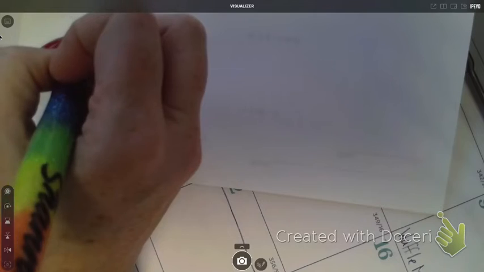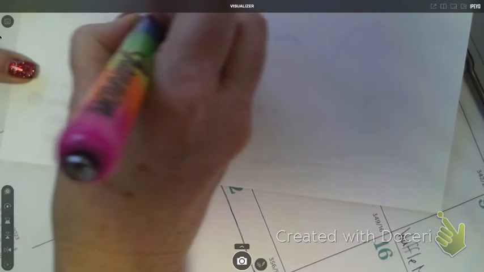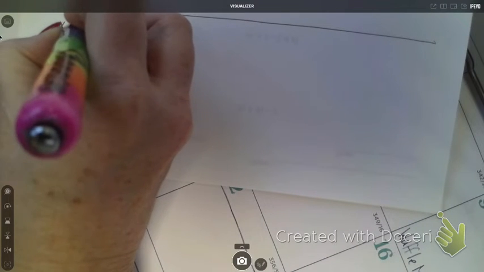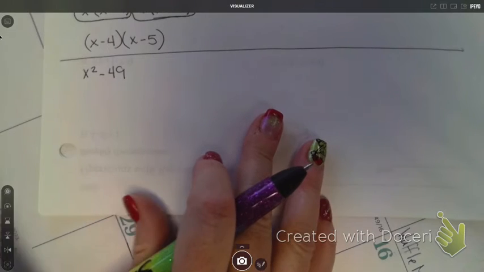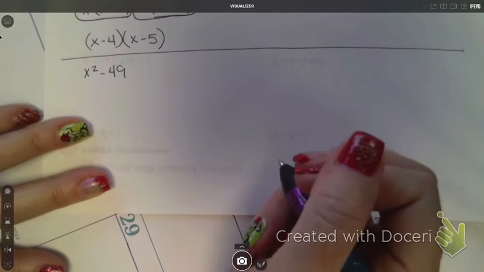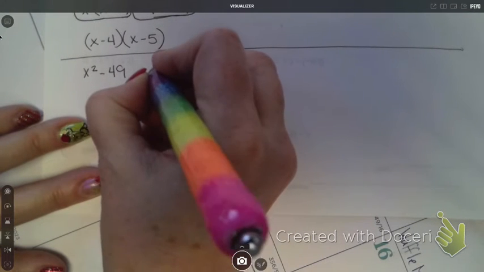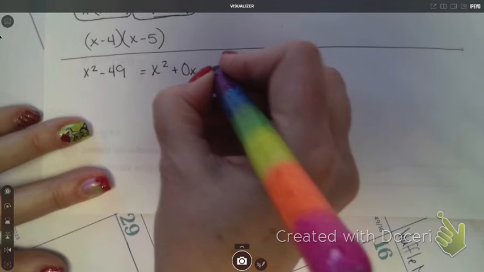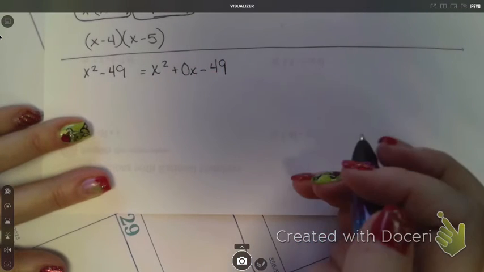Okay. X squared minus 49. So what's missing? We have c. b. So what this actually is x squared plus 0x minus 49. Yes. Okay.